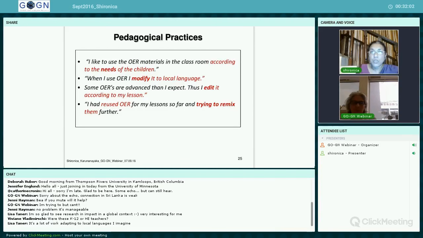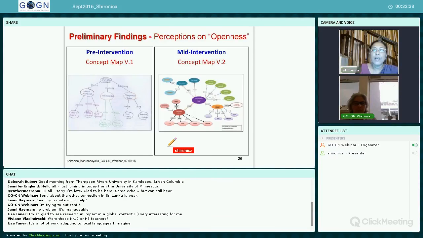Earlier they were just using materials without thinking about copyright, but now they understood the 4 R's and the Creative Commons license, and they were searching for materials with the Creative Commons license, looking at the permissions that were given, and then using them in the way they wanted, according to their needs and according to the context. So this is one change in their practice we have observed, and trying to remix also. Okay, now that part was about some summary of findings from user surveys.